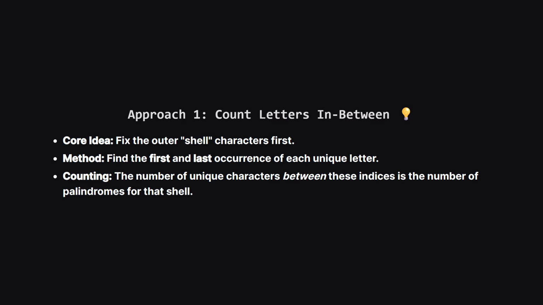This brings us to our first approach, which the editorial calls count letters in between. The intuition here is straightforward. Since a length 3 palindrome is just 2 identical characters surrounding a middle one, why not iterate through every possible character that could be on the outside? For every unique letter in our string, we find its first appearance and its last appearance. The distance between these 2 points is our search zone. Any unique character inside that zone gives us a new palindrome.